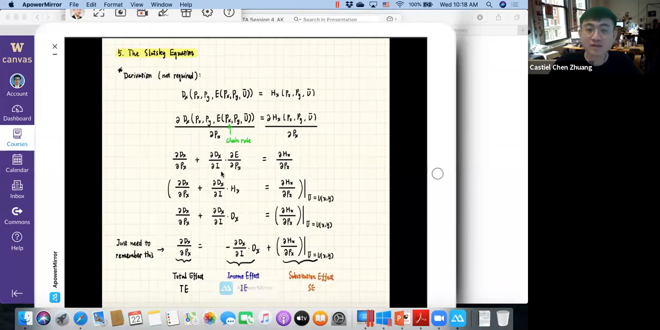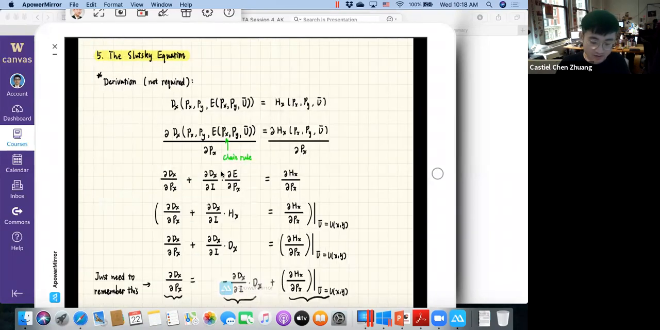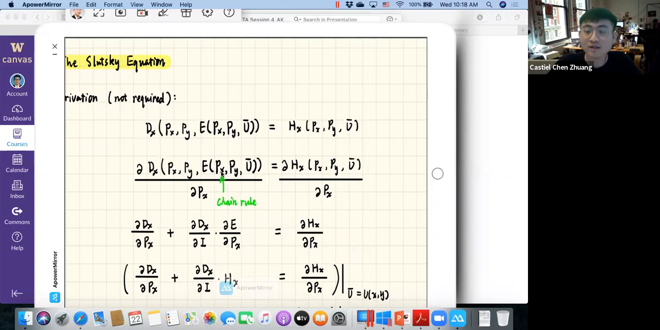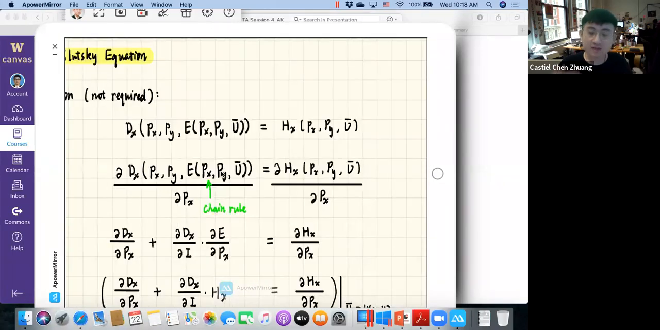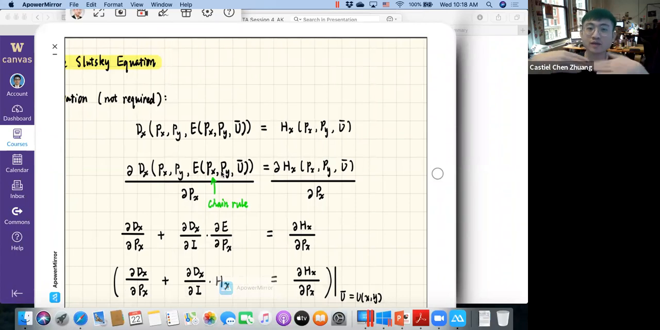So for the record, the derivation of this Slutsky equation is not required, but I still want to talk about this to give you an idea of how we obtain this equation and how you should feel safe to use this equation. So this starts from method B of the last step. We use the relationship between EMP and UMP to find the equivalence.